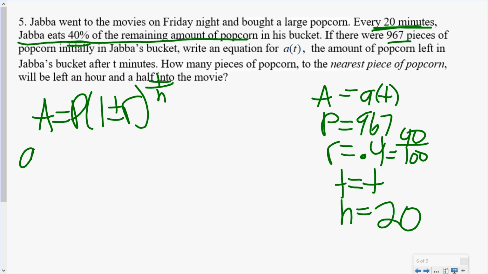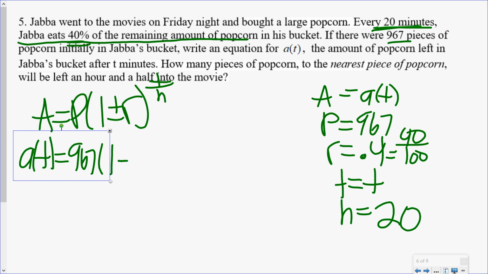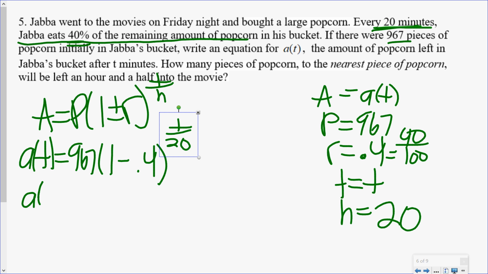So A of T equals 967. The amount of popcorn is decreasing in his bucket. If he's eating it, the amount of popcorn is decreasing. 1 minus 0.4 to the T over 20. And again, I like to always combine what's inside the parentheses. So that's going to be 0.6 to the T over 20.